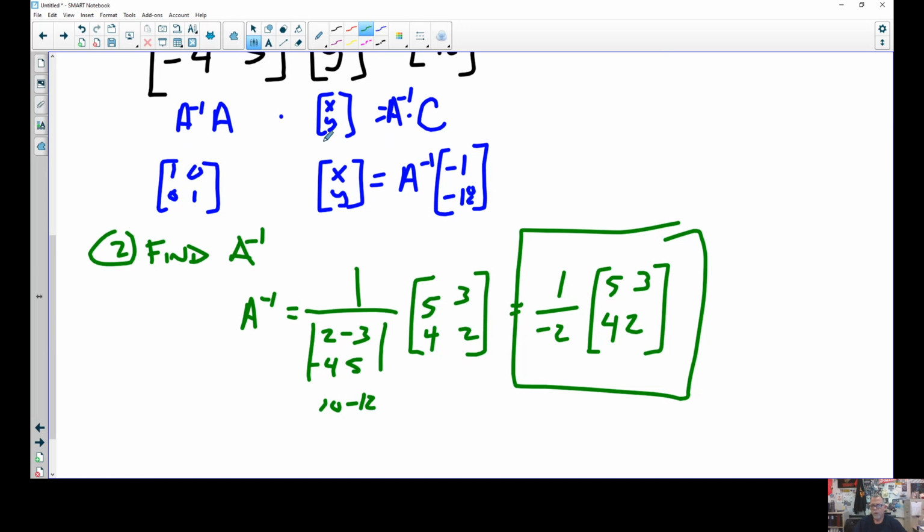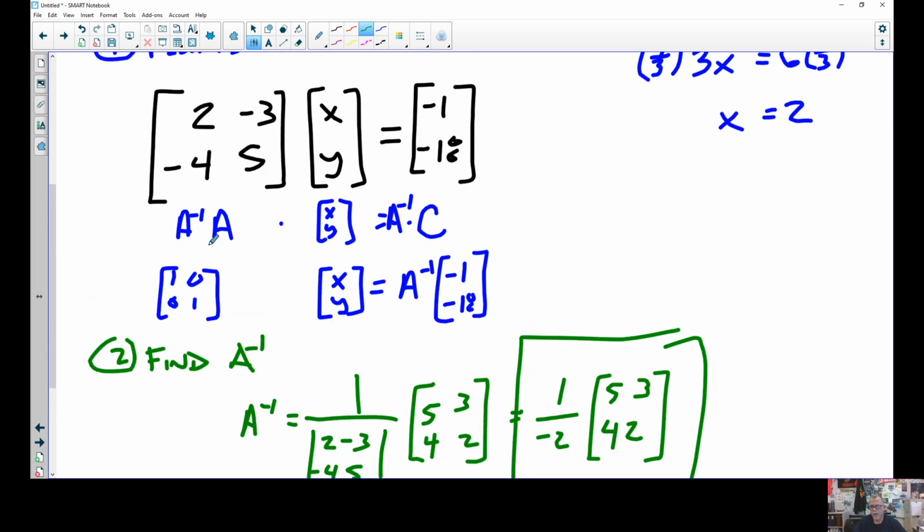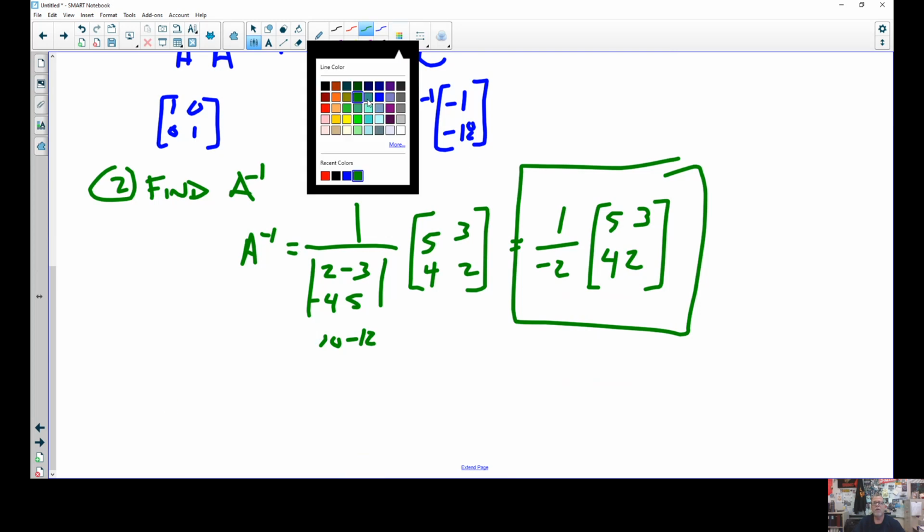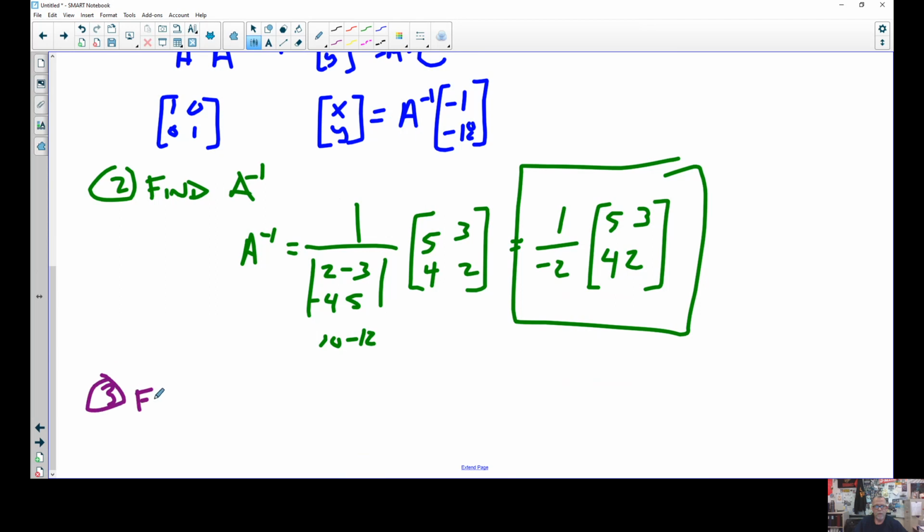Because what I'm going to do now, remember, if you remember back here, we said this side just becomes 1, or is just xy. The other side is A inverse times my answer, excuse me, my answer matrix. So now I can do A inverse times this thing. This is my A inverse. So that's our next step in this process, is going to be multiplying, I'll just say A inverse C.